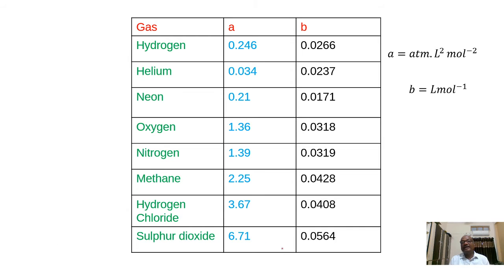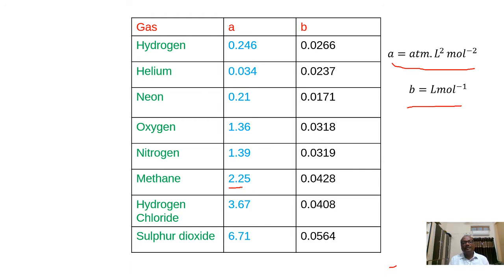What are the values of A and B? The A value is expressed in atm L² mol⁻², whereas B is expressed in L mol⁻¹. Hydrogen: A is 0.246, B is 0.0266. Helium: A is 0.034, B is 0.0237. Neon: A is 0.21, B is 0.0171. Oxygen: A is 1.36, B is 0.0318. Nitrogen: A is 1.39 and B is 0.0319.